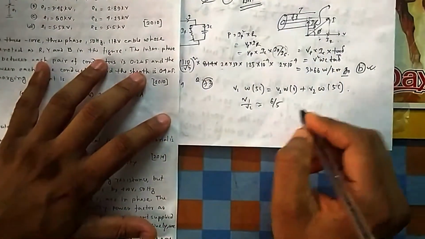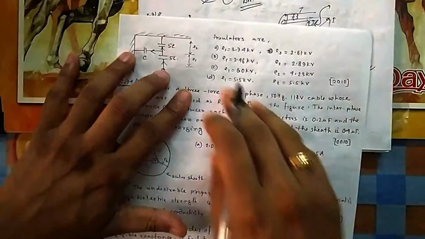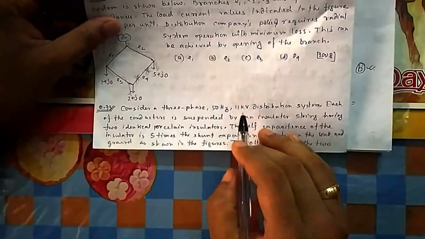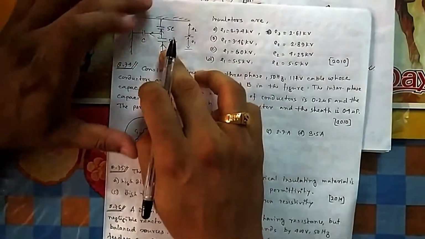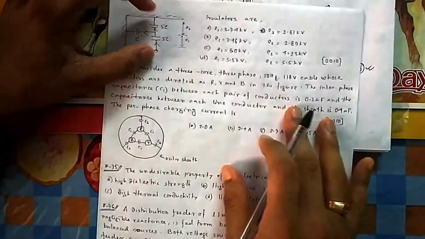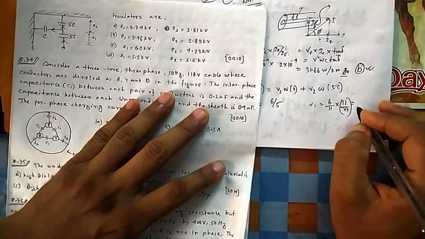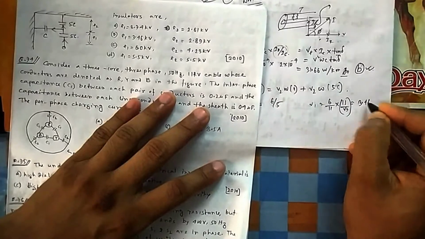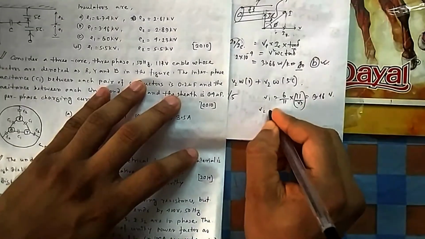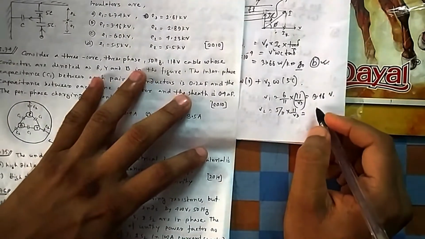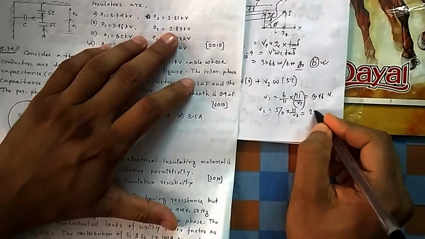Now suppose you want to find V1, so V1 will be 6 by 11. Now what is the voltage from here to here? This is not 11 kV. 11 kV is line to line voltage. Nothing else is mentioned, that means 11 kV is line voltage. So which voltage gets distributed here? Not line voltage, because from here to here the total voltage is phase voltage. So it is not 11, it is 11 by root 3. This voltage will get distributed between these two. So 6 by 11 into 11 by root 3 will give you 3.46 kV. Similarly, 5 by 11 into 11 by root 3 will give you the second one, that is your option B, 2.89.